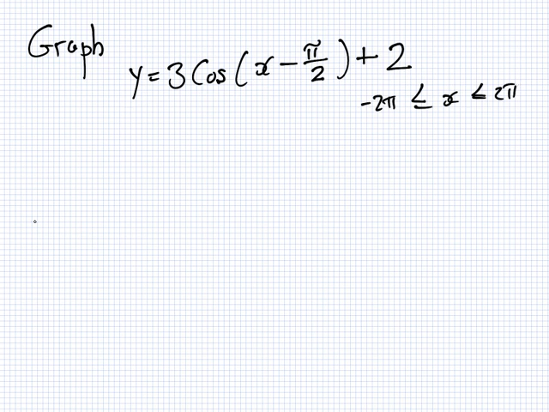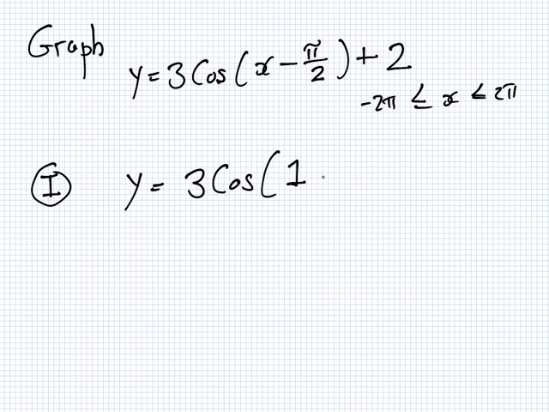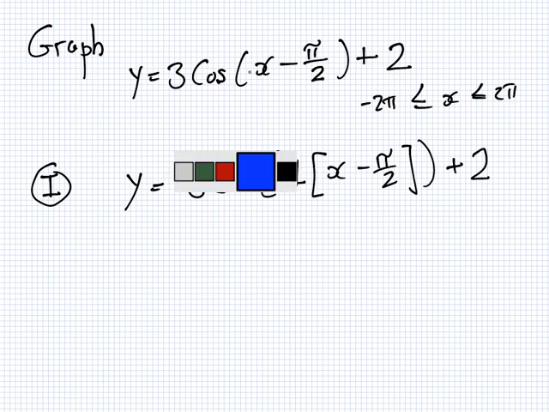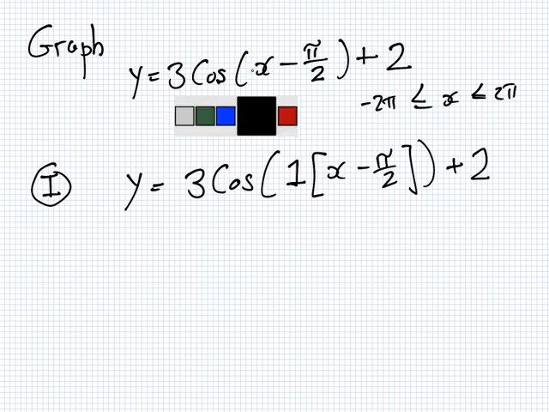So let's have a look at the steps. So the very first thing you should do is rewrite this as y equals 3 cos 1 x minus pi over 2 plus 2. So, for example, if there was a number here, we should take it out. Now, in this example here, the number is 1, so that's easy to take out.